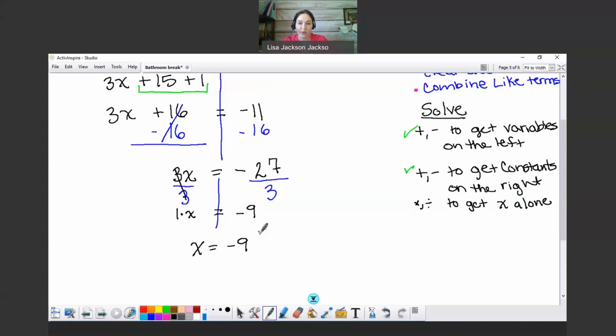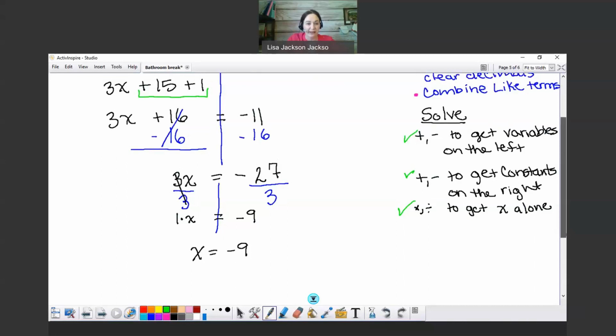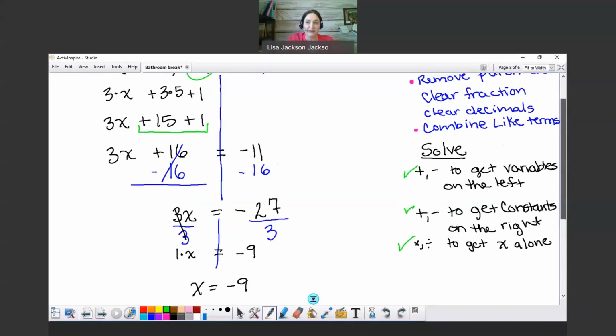But before we know for sure that it's conditional, that this is an answer that will make our sentence true, we need to go back and plug it in. There are some problems that come out looking like they're conditional, but when you plug the answer in, it does not give you a true statement. When you plug a conditional answer in to the original equation, you should get an identity. Remember, identity is a number equals itself.